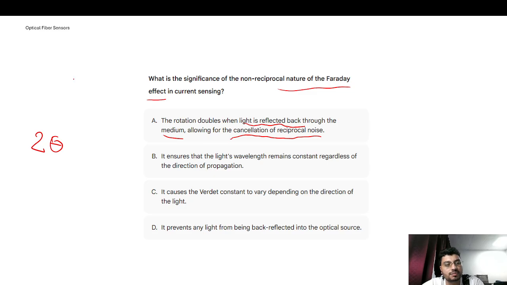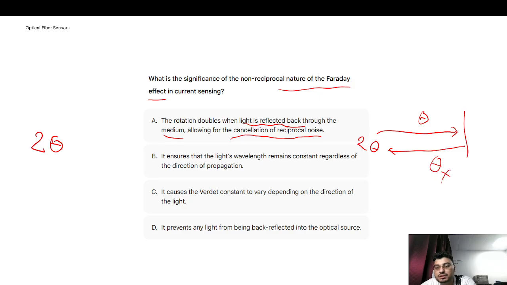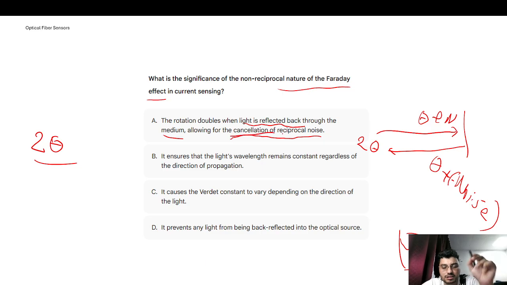Theta plus theta it is becoming once the light is propagating and reflecting back. So the Faraday angle theta here and here, it will couple and become 2 theta, but the noise angle here will be minus noise, because whatever noise is coming, the same will go back and cancel out each other, and that's why we are getting the cancellation of the reciprocal noise.